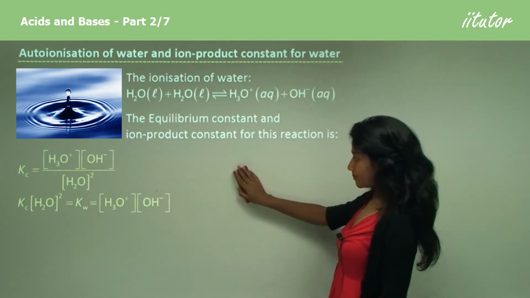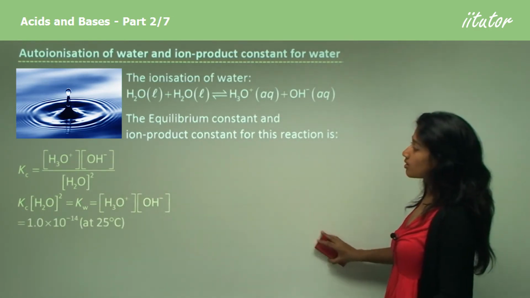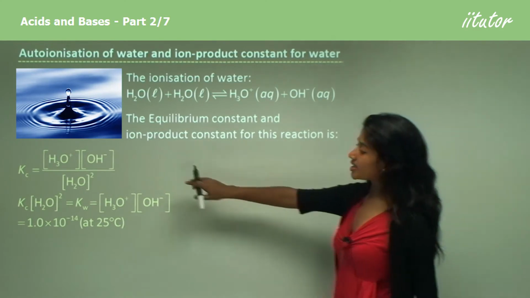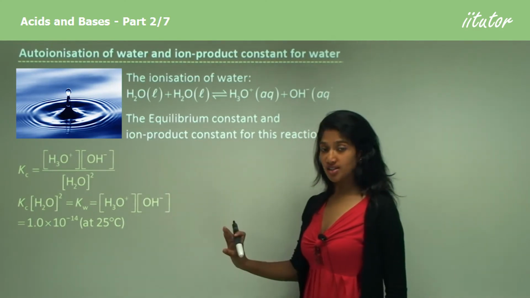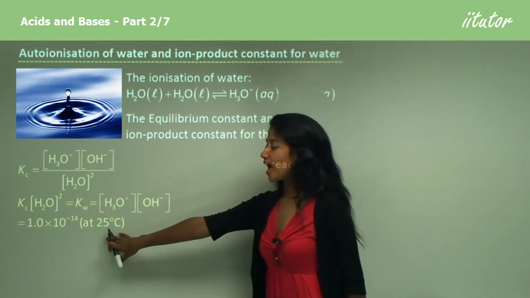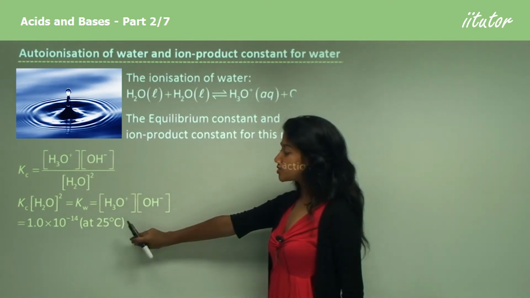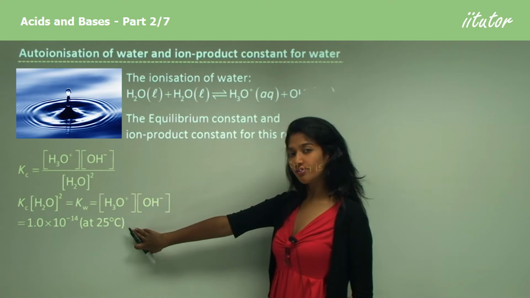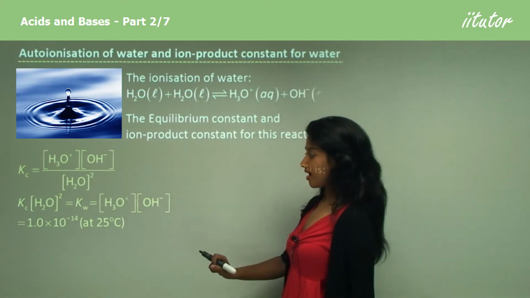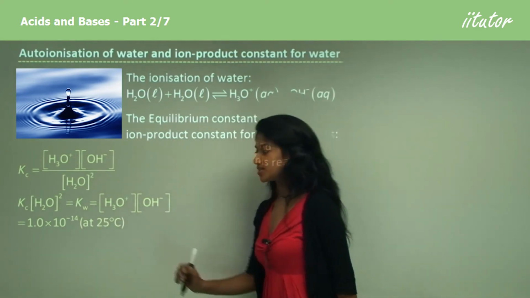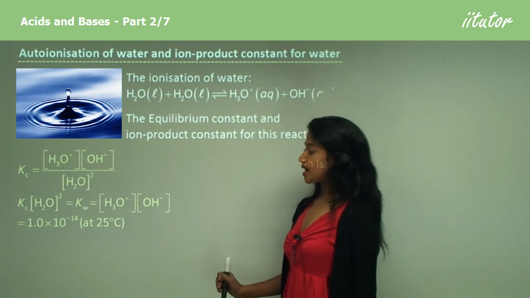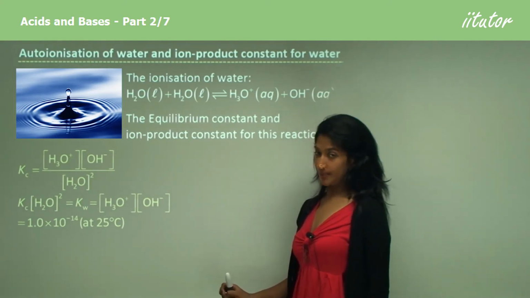Moving on. So these two, they have a constant. Because it's a constant, we have a specific number at 25 degrees Celsius. It is vital to know that it is at 25 degrees Celsius and nothing else. And the constant is 1.0 times 10 to the power of minus 14.